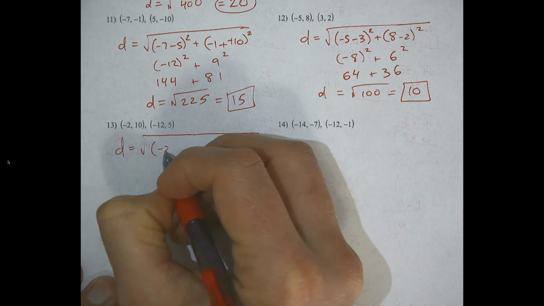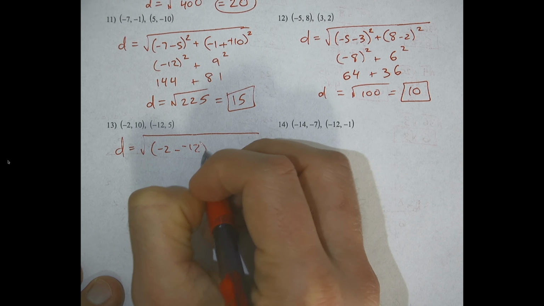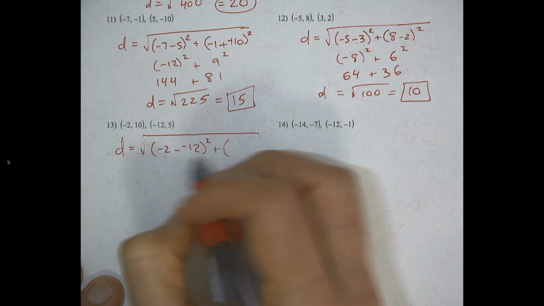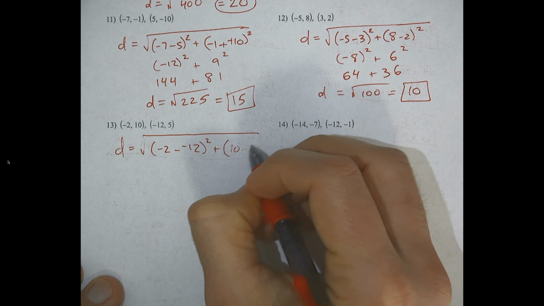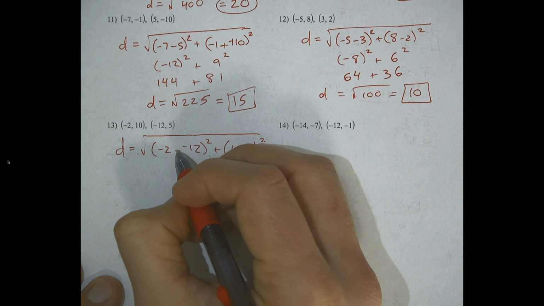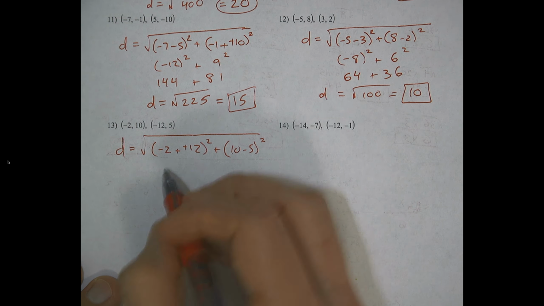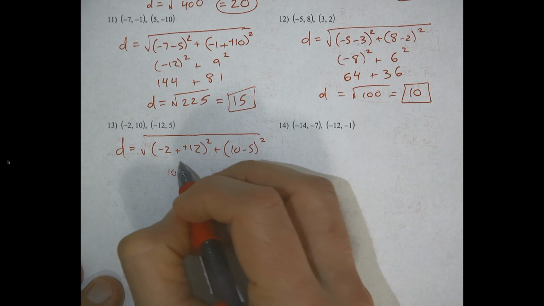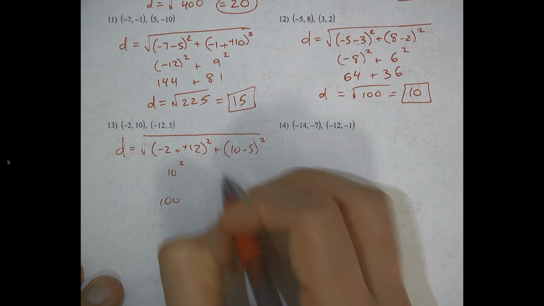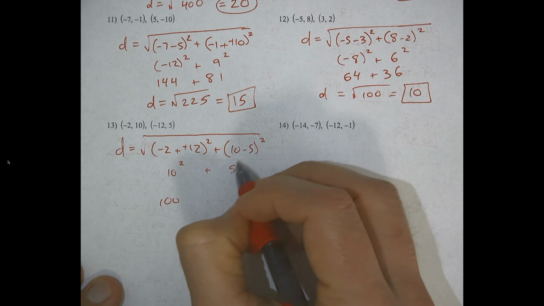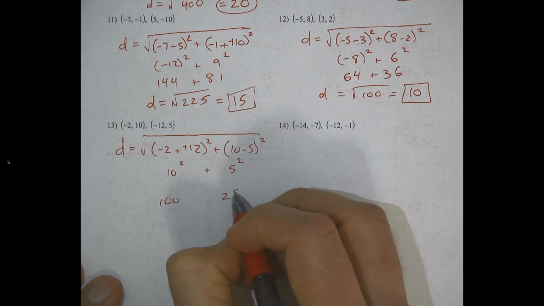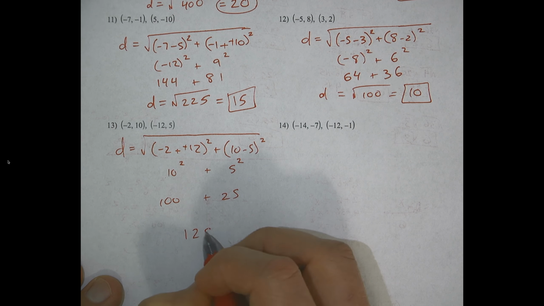X minus x, negative 2 minus negative 12. Y minus y, 10 minus 5. So right here I'm going to go plus plus. Negative 2 plus 12 is 10. Squared is 100. 10 minus 5 is 5. Squared is 25. So I'm going to get 125.